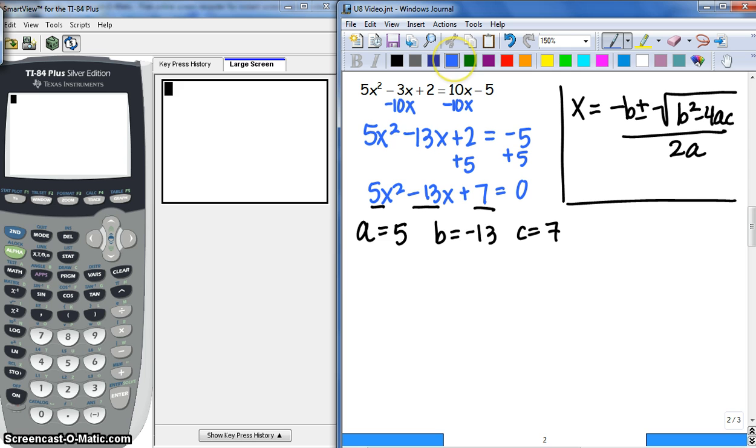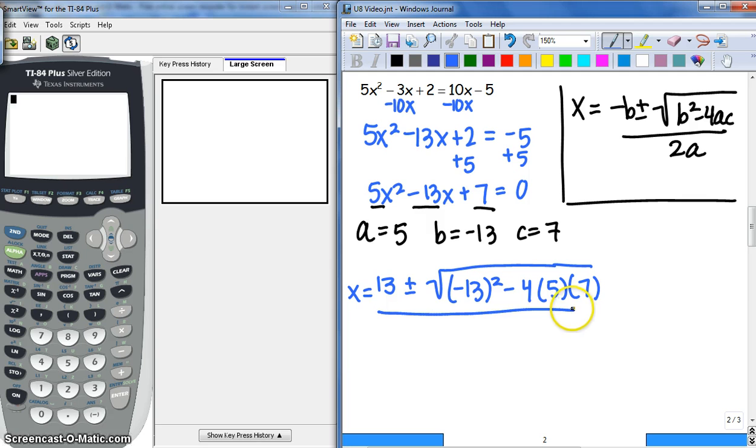All right, let's plug it in. Opposite of b, so opposite of this, is a positive 13 plus or minus the square root, b squared, make sure you have parentheses around that, minus 4, my a value is 5, my c value is 7, all over 2 times my a value.